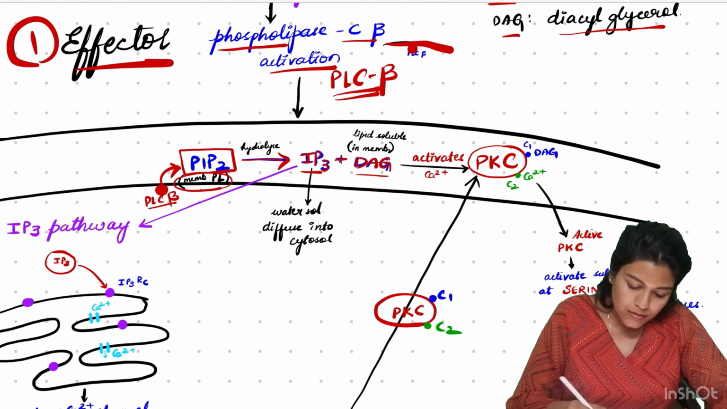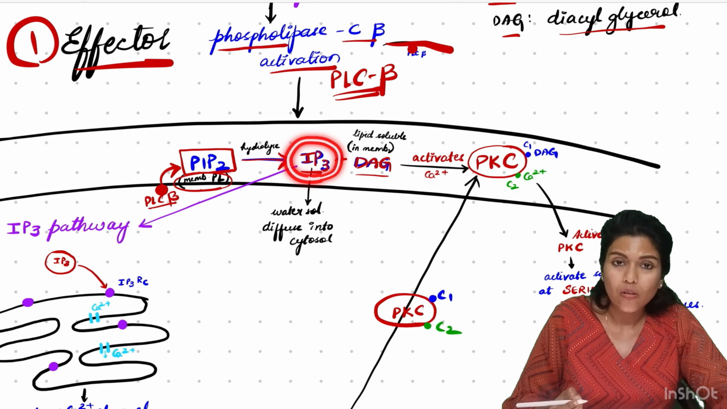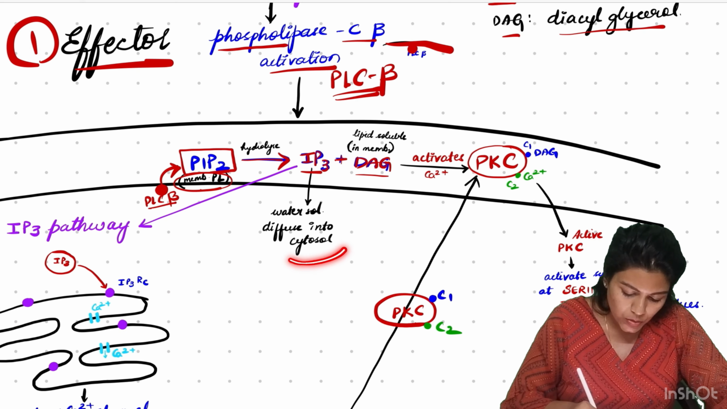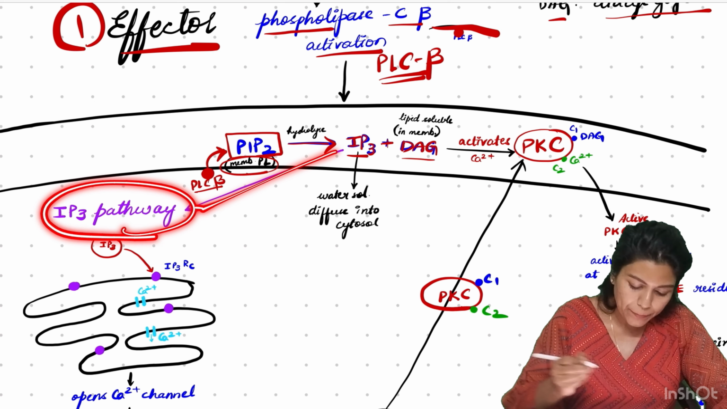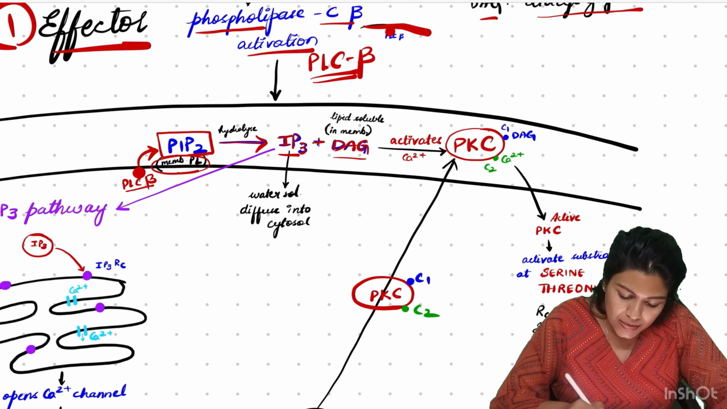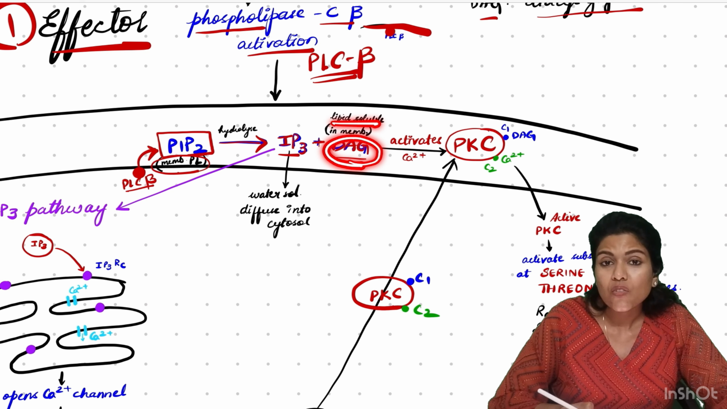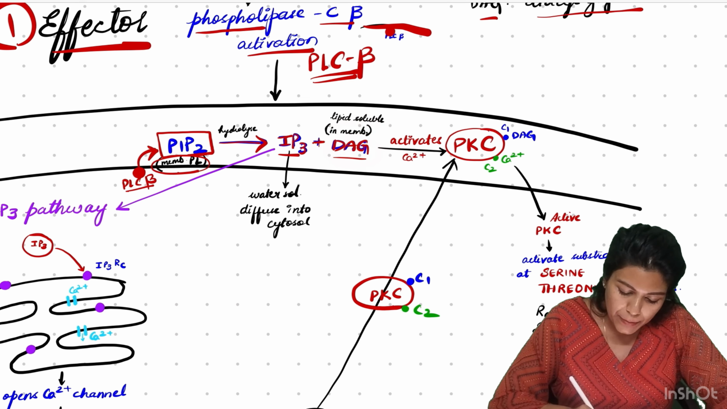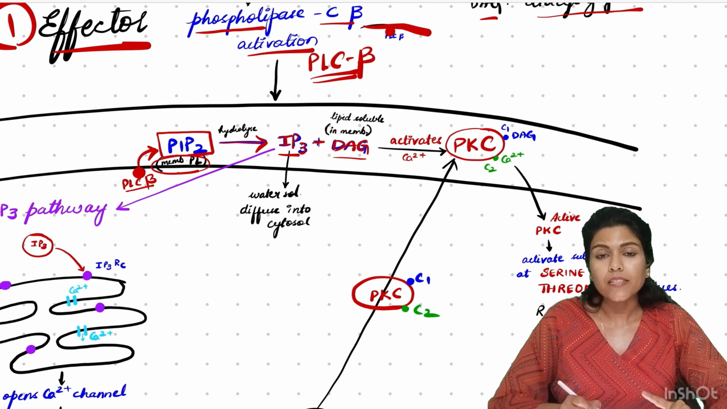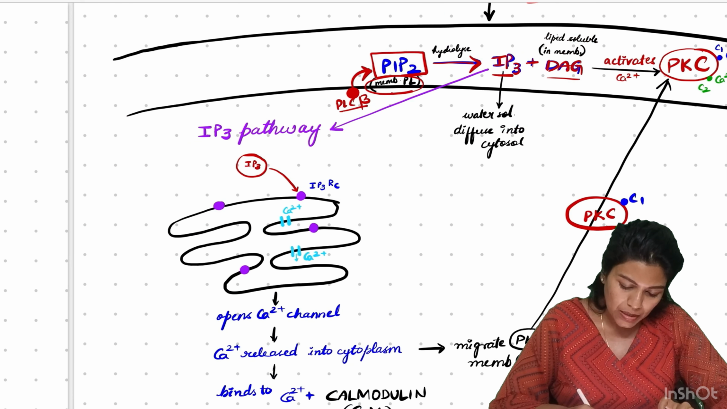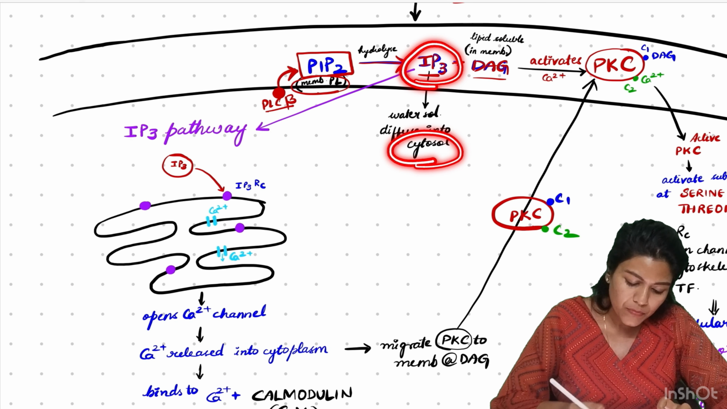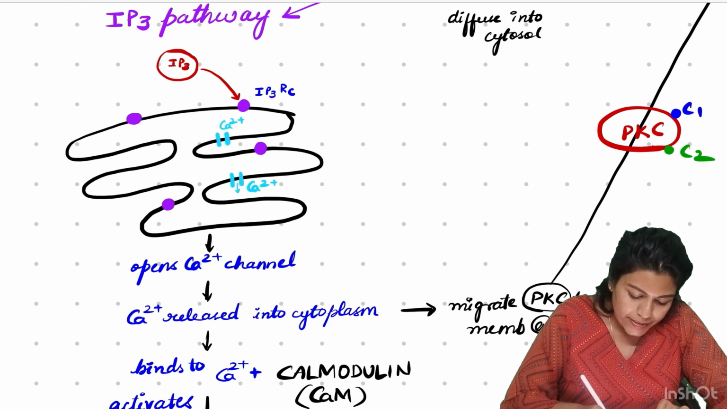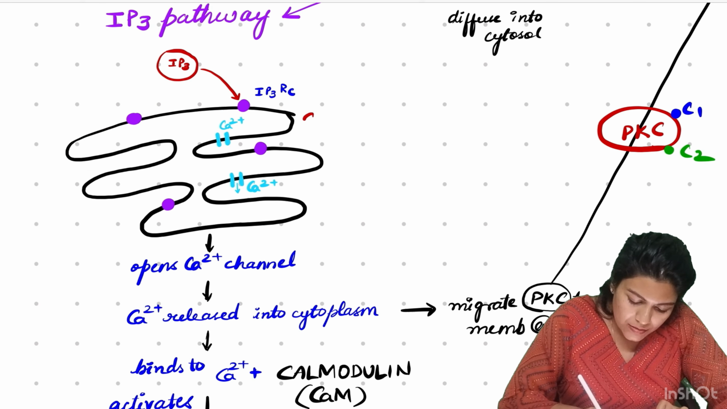So this phospholipase-C beta will convert the PIP₂, a membrane phospholipid present in the cell membrane, into IP₃ and DAG. Here, IP₃ is water soluble, so it will diffuse into the cytoplasm easily, and it has its own independent pathway. Whereas the diacylglycerol is lipid soluble, which means it remains in the membrane. So let's first study this independent IP₃ pathway. The IP₃ thus generated will diffuse into the cytoplasm and go to the smooth endoplasmic reticulum.